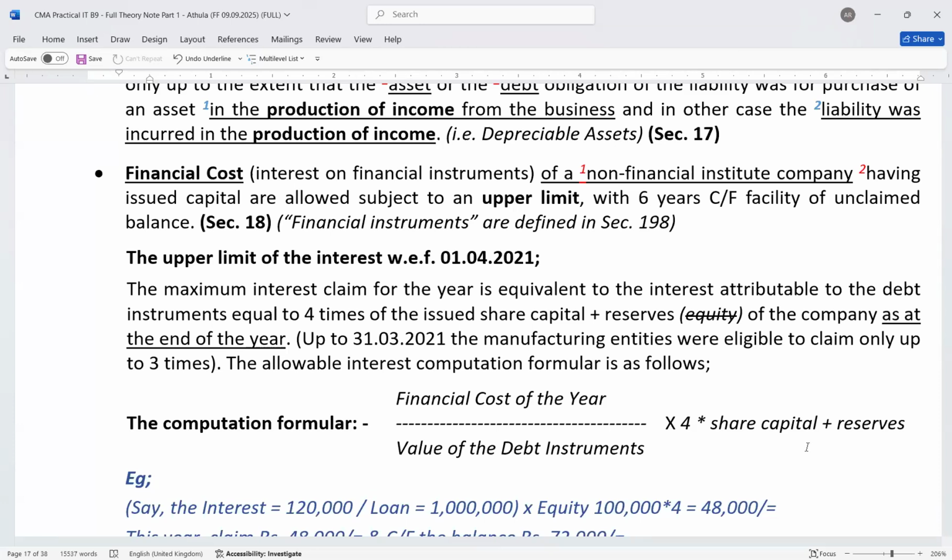Then this is the calculation. Simply, if I'm explaining, interest on loans exceeding 4 times of the share capital plus positive reserve is not allowable for the current year. You have to carry forward and enjoy in the subsequent year. This is the formula. You take the total finance cost, divide the total finance cost by debt instruments, then multiply by 4 times of the share capital and positive reserve.